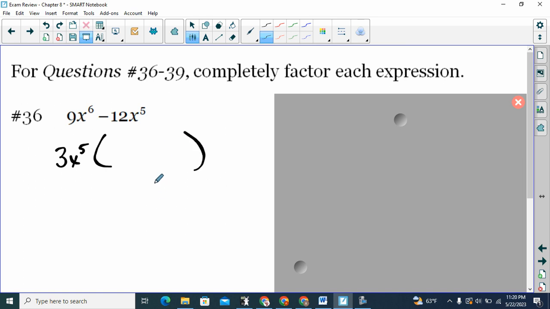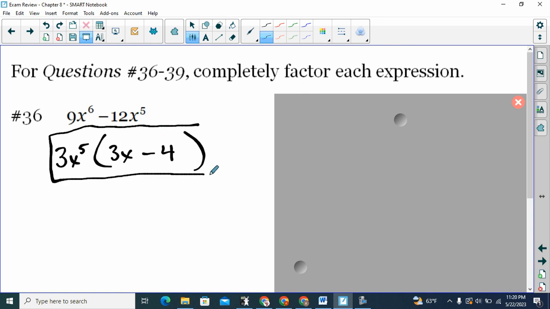Now I need to divide each term by 3x to the fifth. 9 divided by 3 is 3. X to the sixth divided by x to the fifth, we subtract exponents. 6 minus 5. That gives me x to the first. Negative 12 divided by 3 is minus 4. I had x to the fifth, and I factored out x to the fifth. I'm not left with any x's on that last term, and that's your answer.